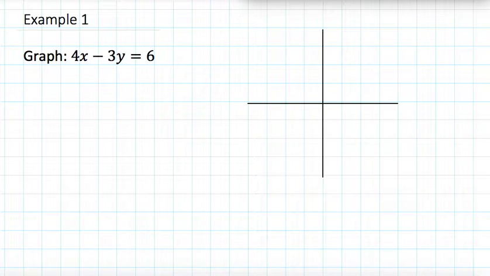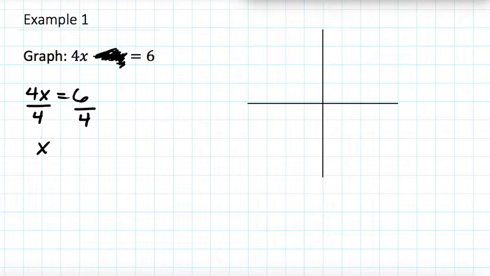This says to graph 4x minus 3y equals 6. So I'm going to start by covering up the y. And that's going to give me the equation 4x equals 6. Divide both sides by 4. And I get x equals 1.5. So this means that this point goes on the x-axis. So 1.5 is going to be halfway between 1 and 2. I'm going to put a mark on the x-axis. So if you remember from graphing, x-axis is the horizontal axis and y is the vertical axis.